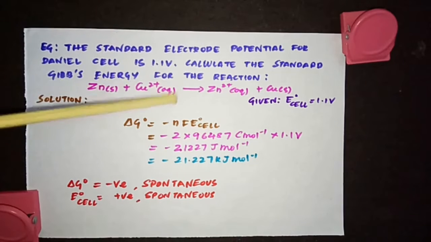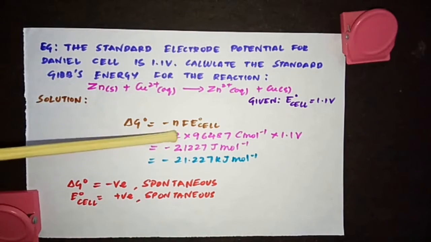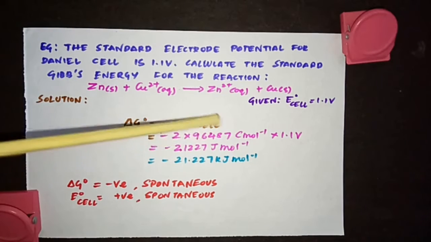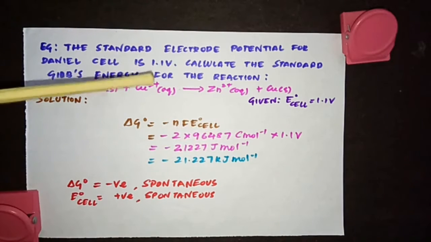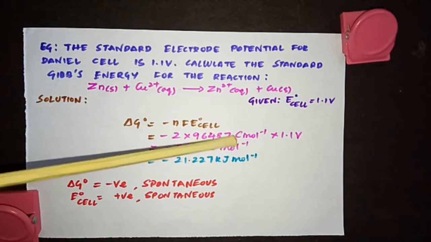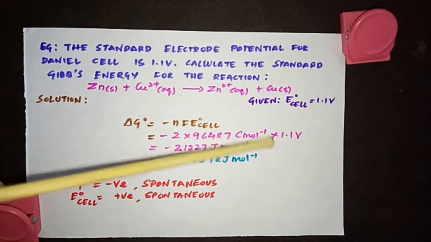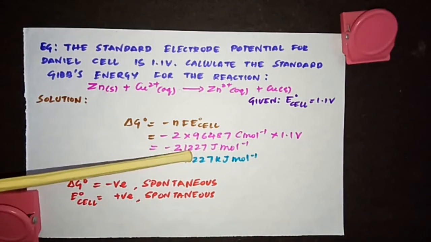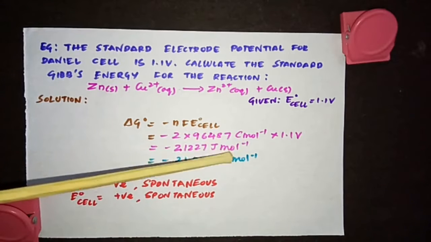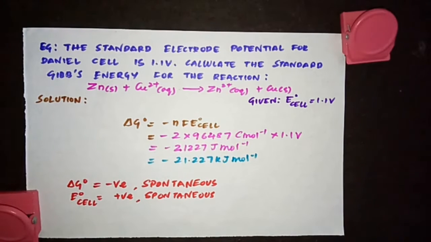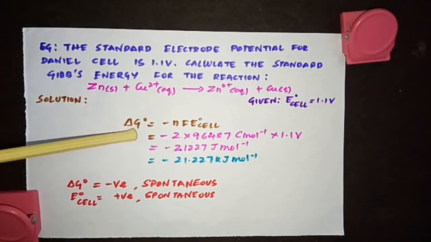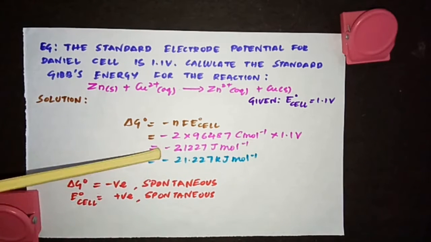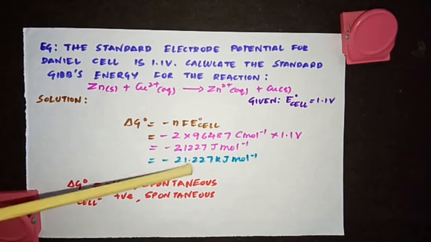And what is the n value? Number of electrons involved is 2. So minus 2 into the F value, 96,500. In your textbook, they would have used 96,487. You can use either value, and coulomb per mole is the unit. And what is the E naught cell? 1.1 volt. When you multiply that, you get the answer minus 21,227 joule per mole. So the unit is joule per mole for Gibbs free energy, but we usually express the value in kilojoule per mole. So divide this value by 1000, and you get minus 21.227 kilojoule per mole.